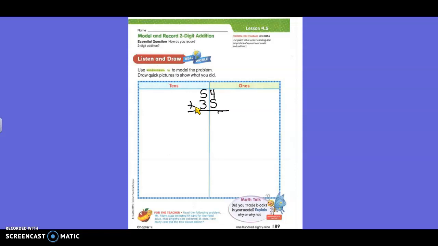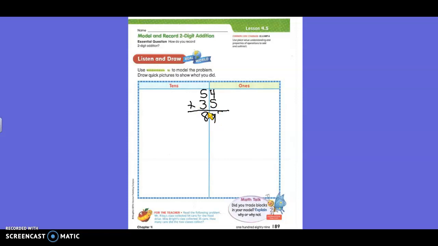Okay. Now add the ones. 5 plus 4. What is 5 plus 4? 9. And then we do what? Add the tens, which is 5 plus 3. And what is 5 plus 3? 8. What is our new number?